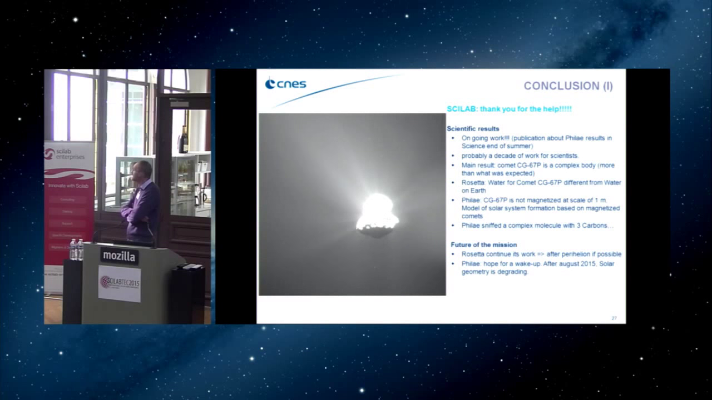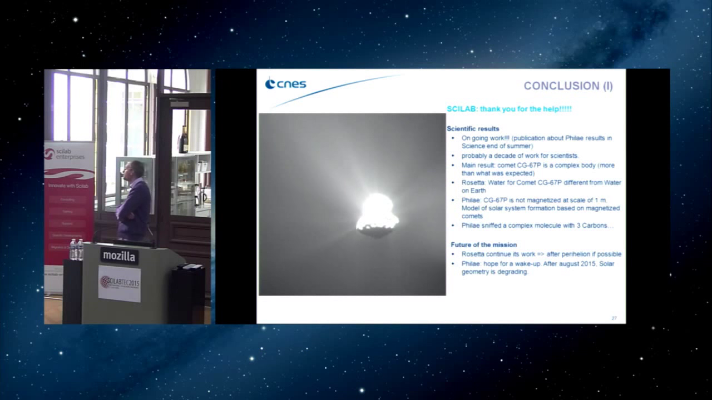So first, it's still ongoing work. Rosetta is still around the comet collecting data. We expect to have the first publication of the Philae results obtained during the landing and the first science sequence for this summer. It will be in a science review. There is probably a decade of work for scientists to analyze the data and to produce models. So it's a huge amount of work.